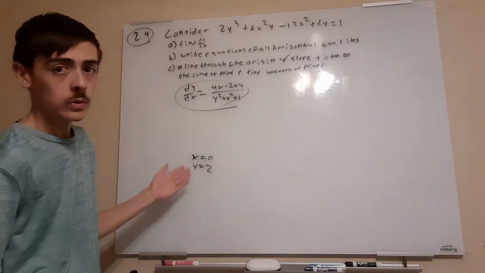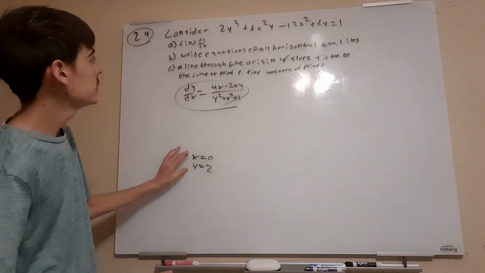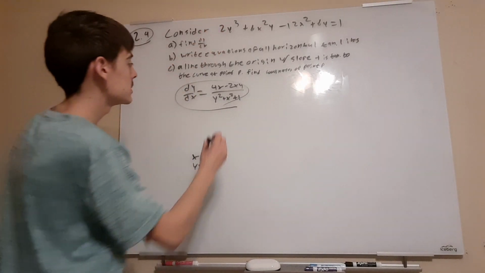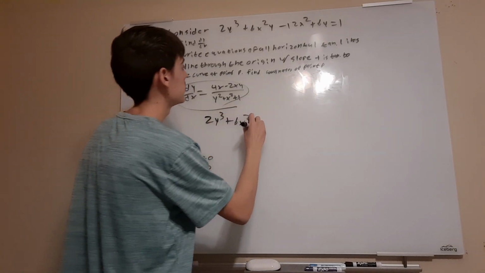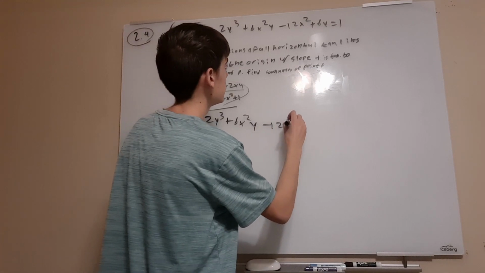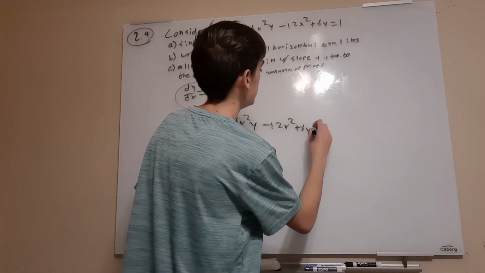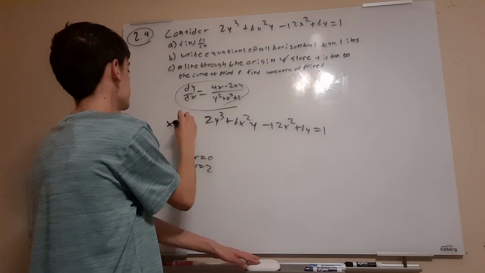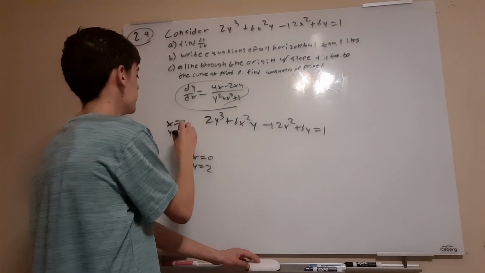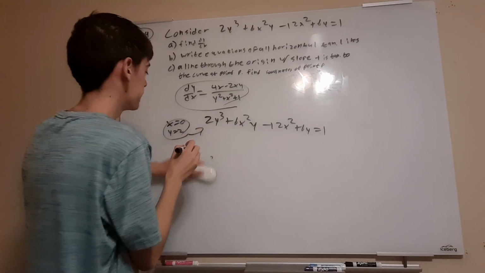So to get our other coordinates for both these lines, what we're going to do is plug these back into our original equation. So our original equation is 2y cubed plus 6x squared y minus 12x squared plus 6y equals 1. So let me rewrite our points over here, x equals 0 and y equals 2. And let's plug these into here.